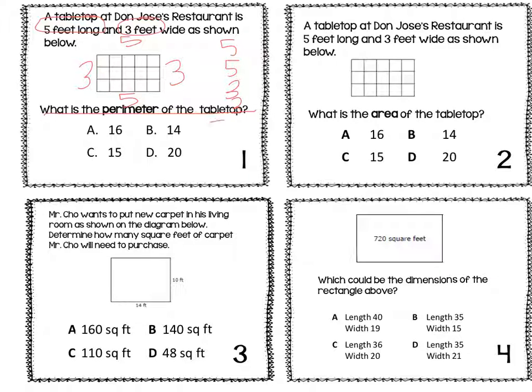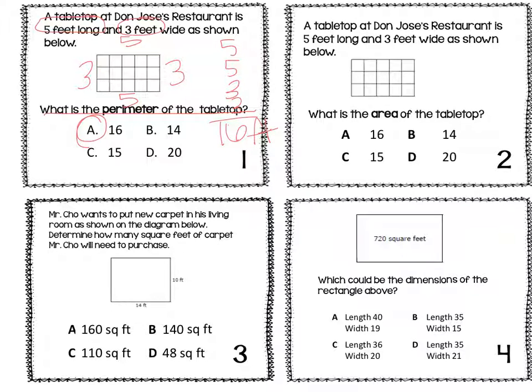Sorry, I'm running out of room. And 5 plus 5 is 10, plus 3 would be 16. So our perimeter is 16 feet. So that would be A. Okay.